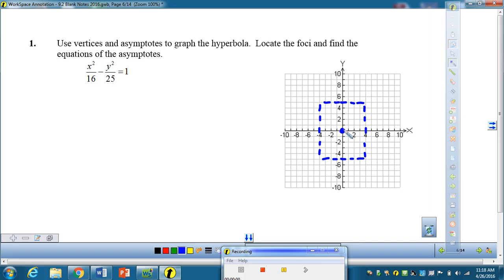All right, and then next we are going to draw in the asymptote lines. The asymptotes are going to cut through our center and perfectly go through the corners of our box. We're going to do those with dotted lines again.